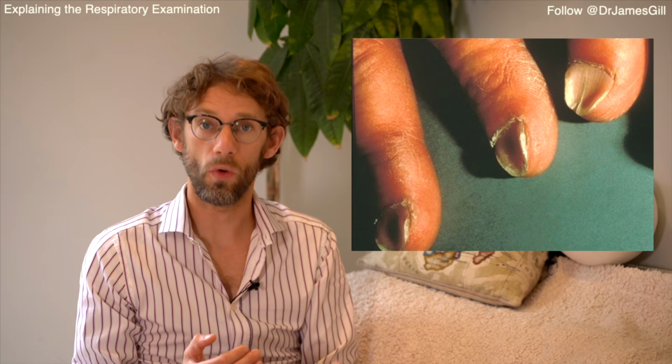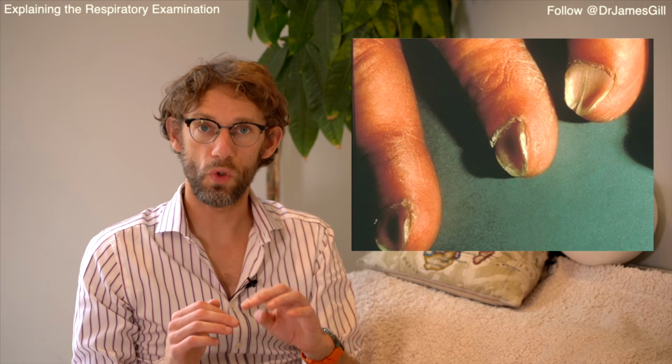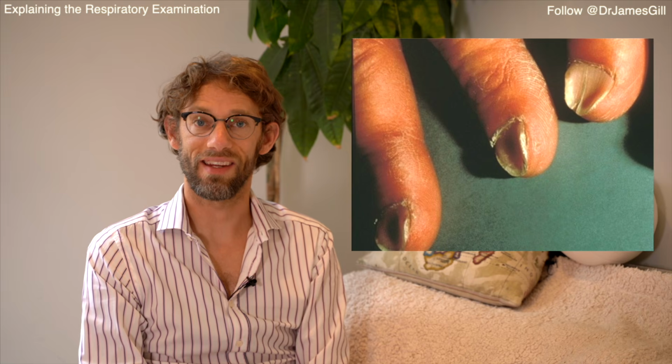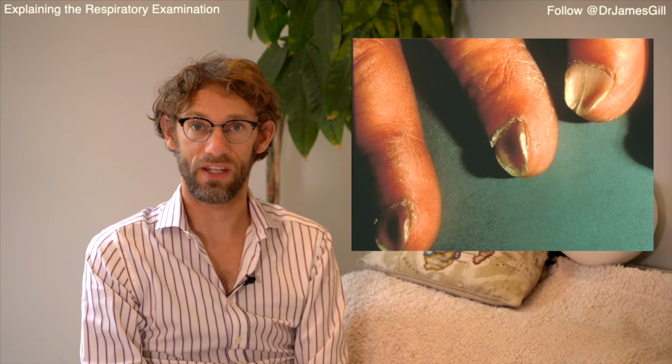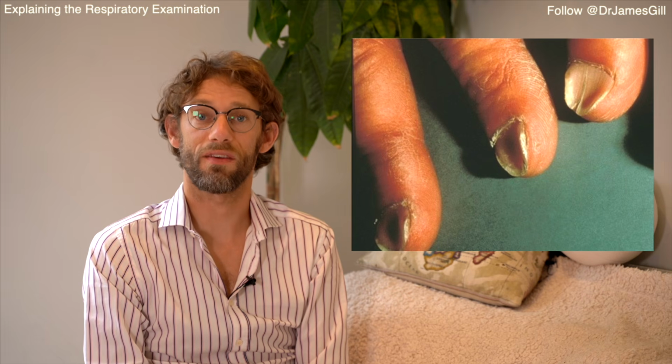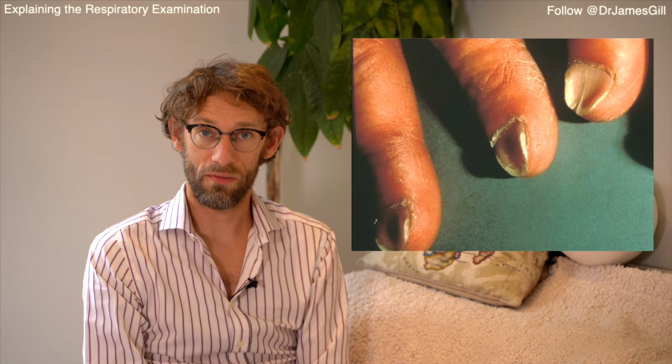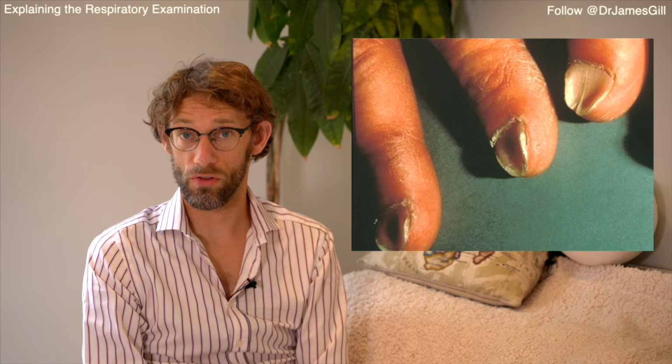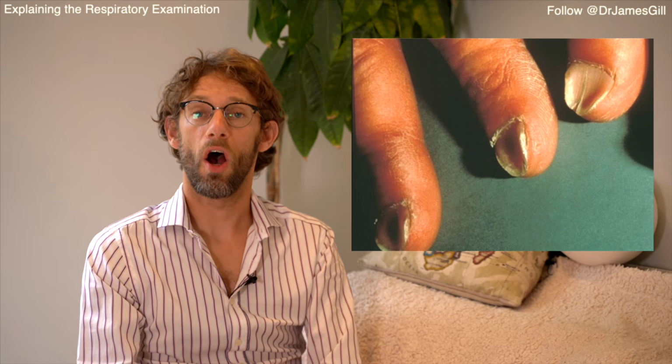So beginning with the nails, we may see koilonychia, so spoon shaping of the nails, indicating a patient with iron deficiency anaemia. Now that's obviously going to be important in a respiratory patient, because if a patient doesn't have enough blood going around the body, they're not going to be able to carry enough oxygen, and that's going to impact on them as a whole. We want to see if there are any signs of yellow nails.